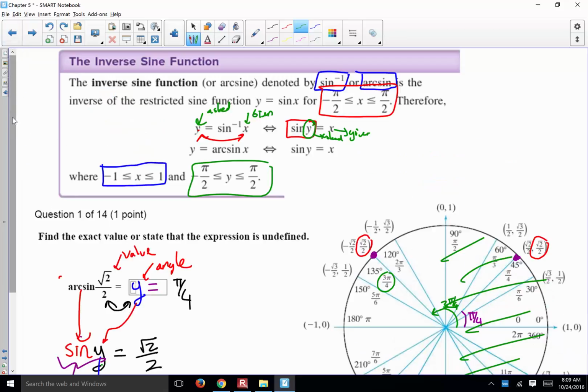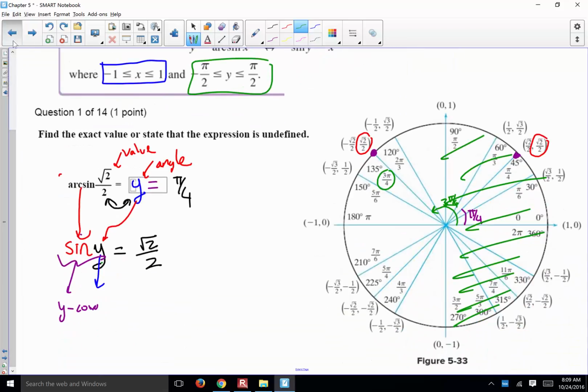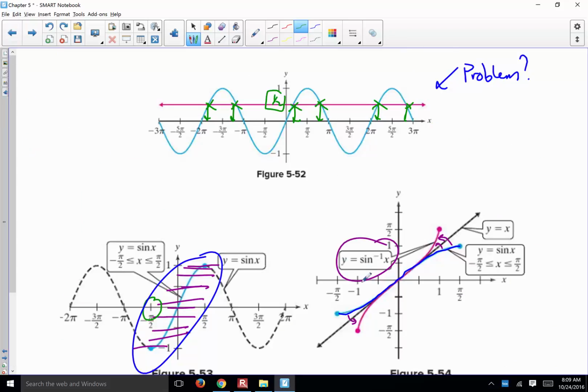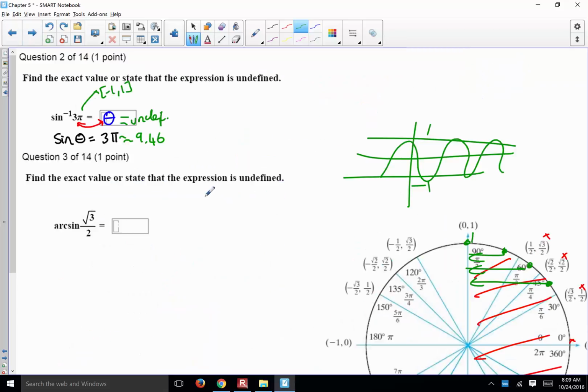Again, what is the domain of sine inverse? -1 to 1. Look, here is the picture of it, the red picture. It only works from -1 to 1. Outside, you have no clue, okay? So that was number 2. How about number 3?